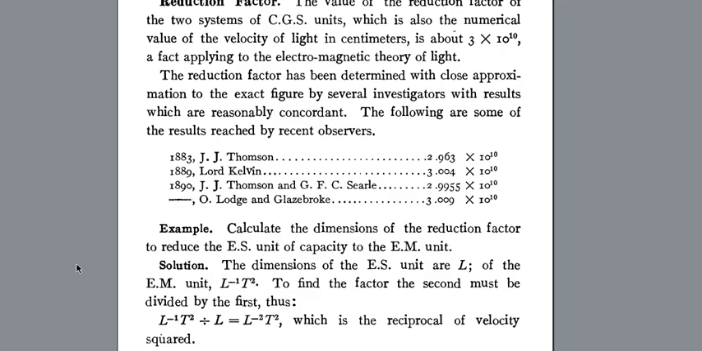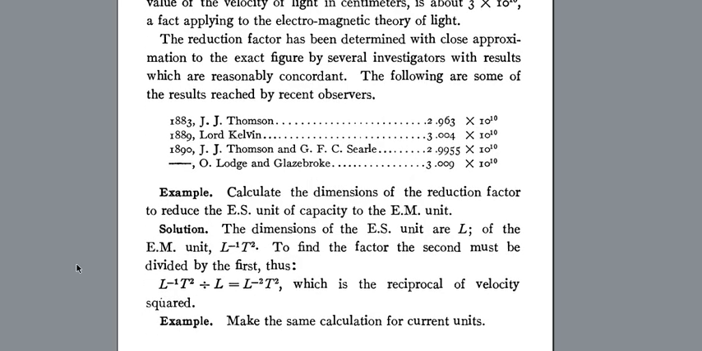Example. Calculate the dimensions of the reduction factor to reduce the electrostatic unit of capacity to the electromagnetic unit. Solution. The dimensions of the electrostatic unit are length. The dimensions of the electromagnetic unit are length raised to the power of negative 1 multiplied by time squared. To find the factor, divide the second by the first. Length raised to the power of negative 1 multiplied by time squared divided by length equals length raised to the power of negative 2 multiplied by time squared. This is the reciprocal of velocity squared.